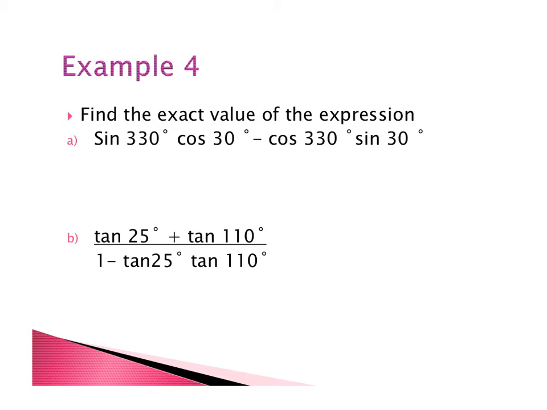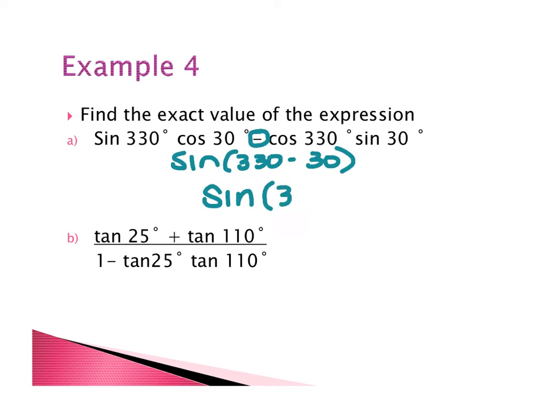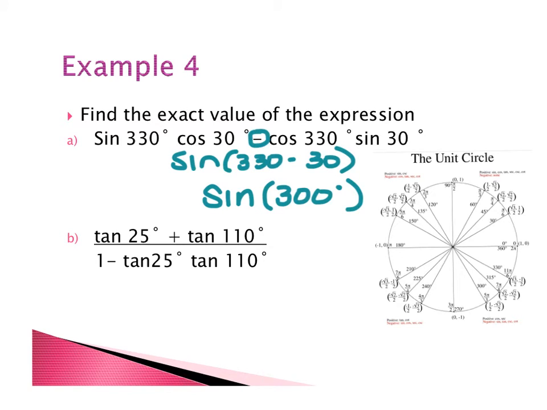A says sine 330 times cosine 30 minus cosine 330 sine 30. The pattern now is sine, cosine, cosine, sine, which is your sine pattern. And then with sine, we match the positive, negative sign in between. So this would be 330 minus 30. This is sine of 300 degrees. So I pulled in the unit circle again, and you can find the 300 degrees, which is down here. And because we're looking for the sine, that's the y coordinate, my answer would be negative root 3 over 2.